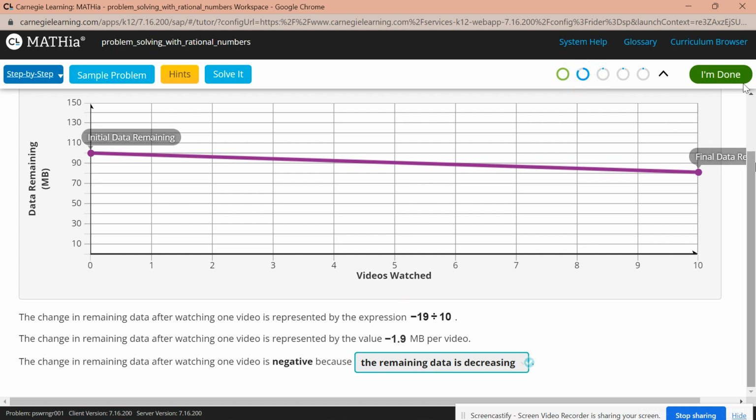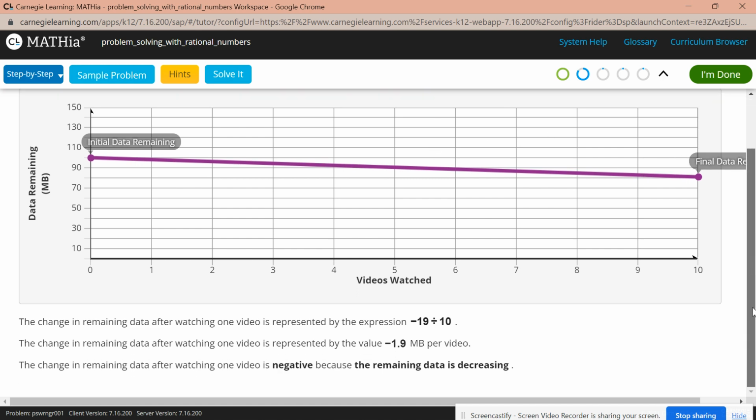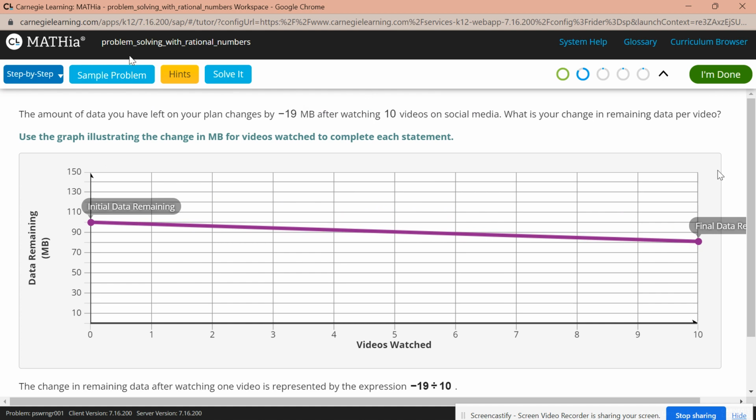So take your time when you're doing this. And for the problems that are just difficult and you don't understand, just go ahead and click the hint if you need to. But what I would suggest before you even start is to walk through the step by steps and the sample problems. They will really help your understanding.